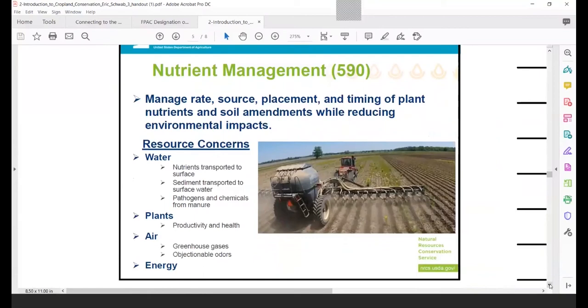We're going to plan this practice to address water quality, nutrients transported to both surface and groundwater, and pathogens and other chemicals from those manure applications. Also for plant productivity and health. There's also air quality benefits, greenhouse gases and objectionable odors, and energy. Again, if we're using less fertilizer, or maybe the right amount of fertilizer, which might be less than what they're currently using, there will be energy saving. So scroll on to the next slide.